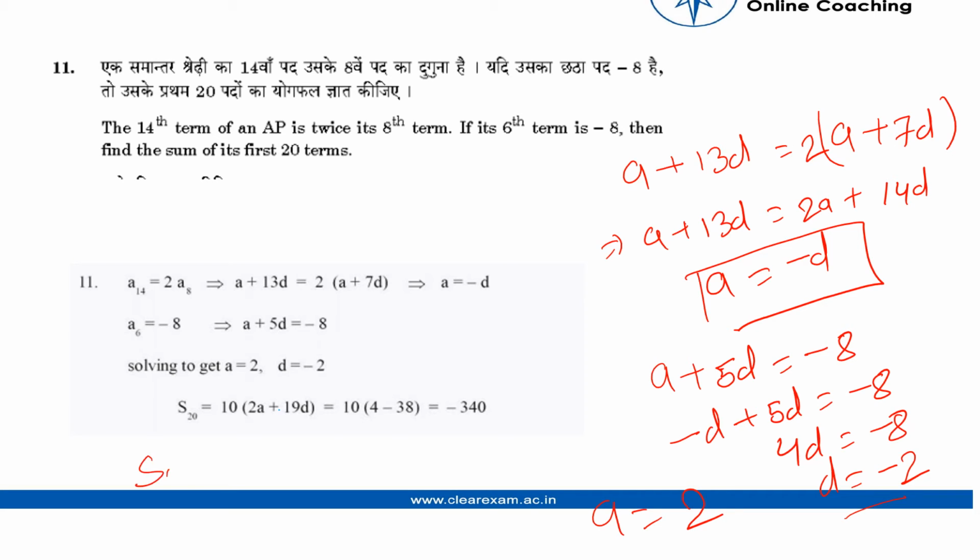So S20, we know that Sn = n/2 [2a + (n - 1)d]. So putting these in here, we will get S20 = 10 [2a + 19d]. 10, and a is what? 2. 2 into 2 is 4, and d is what? Minus 2. So this is minus 38.